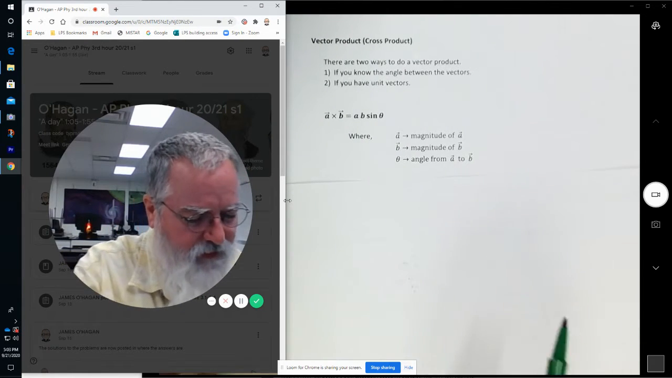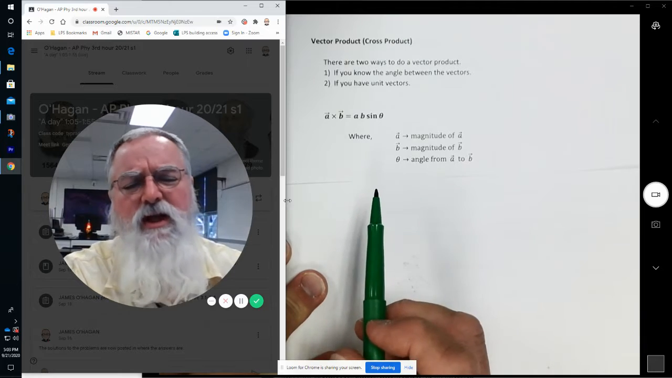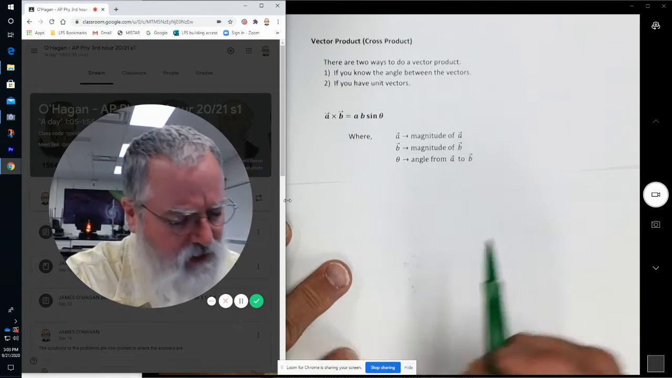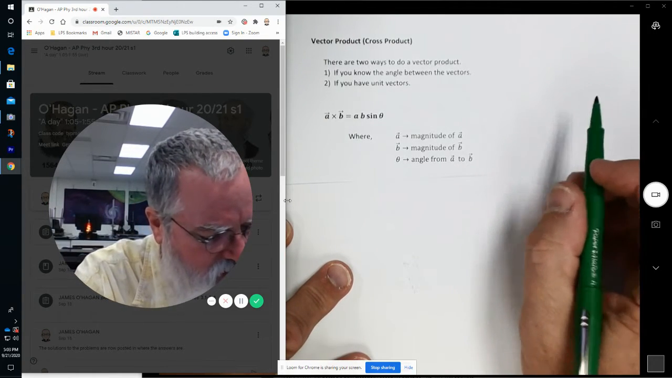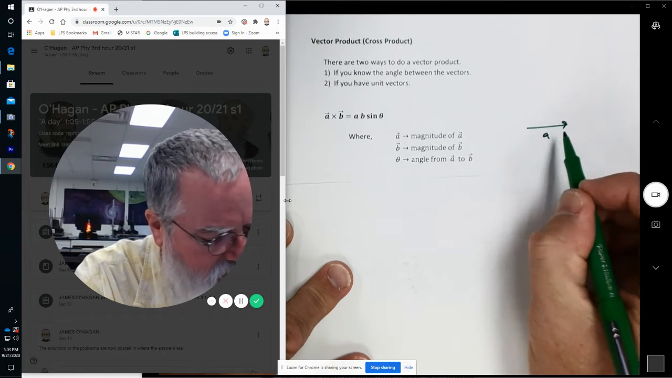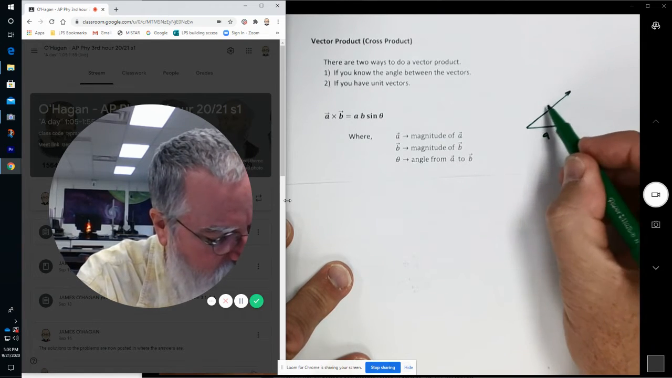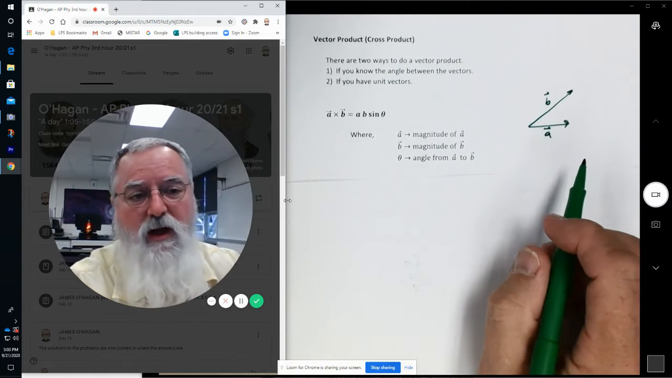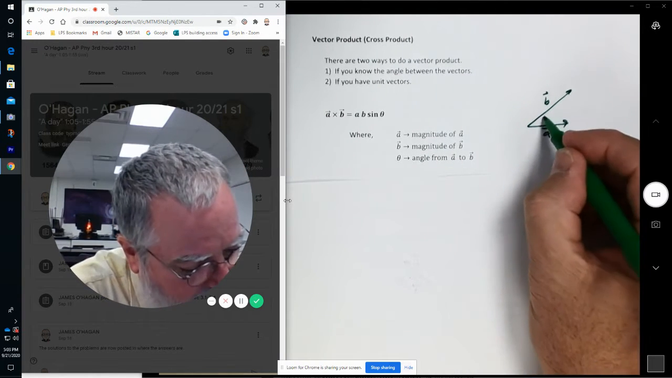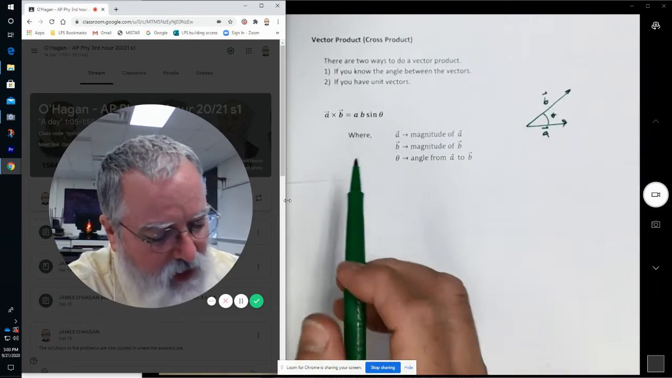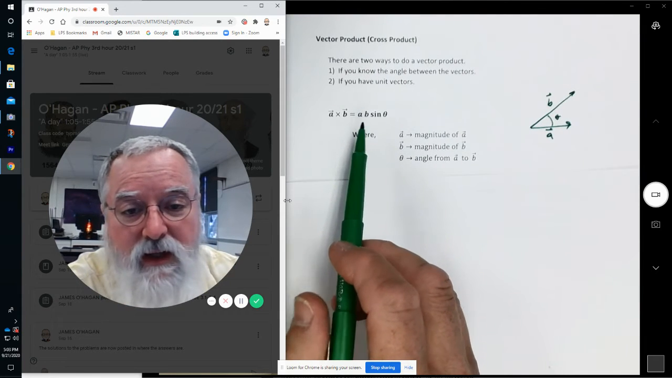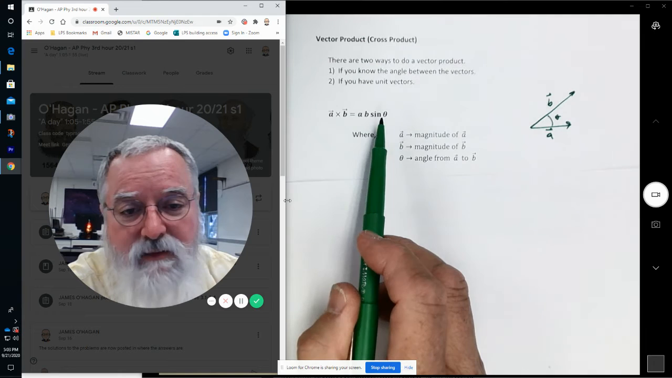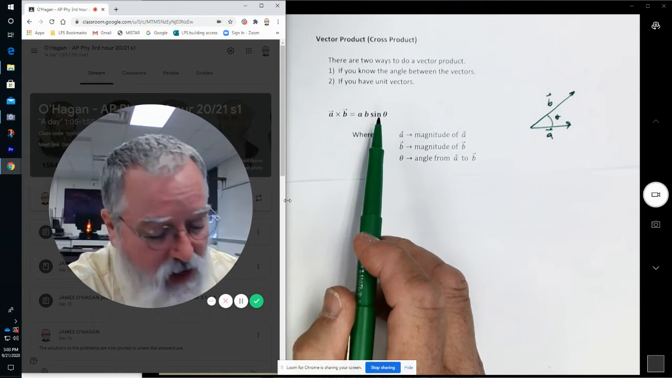Anyway, moving on. So here's how you do the basic cross product way. Let's say I've got a vector A and a vector B, and I want to do a cross product between them. Of course, we have an angle between them called theta. What you get is A times B times the sine of the angle. That's how you do the cross product.